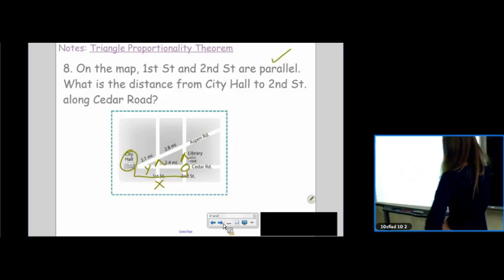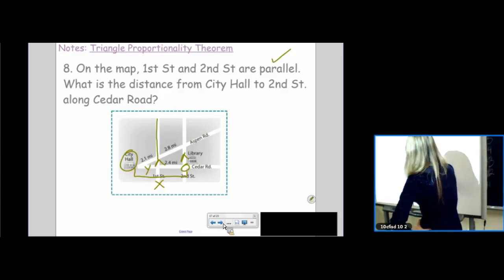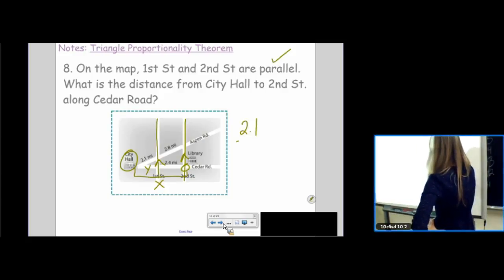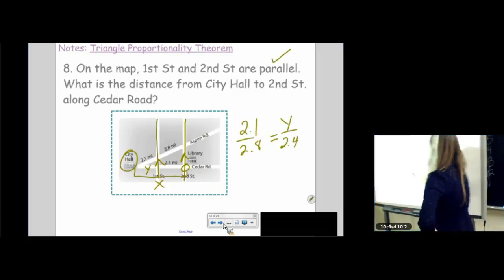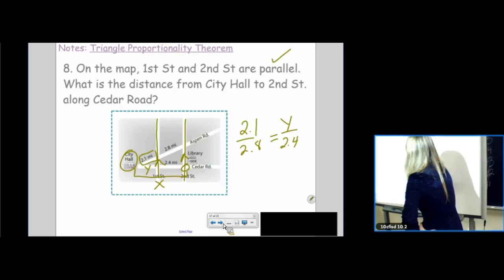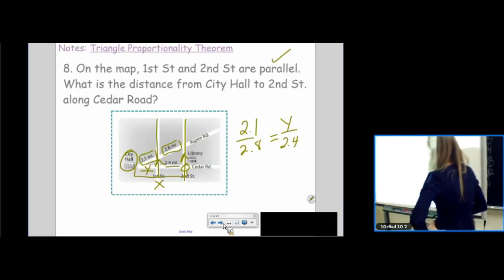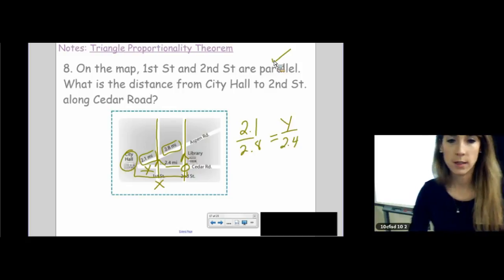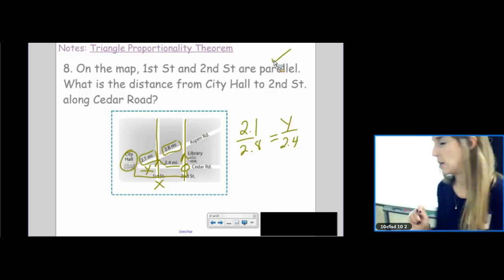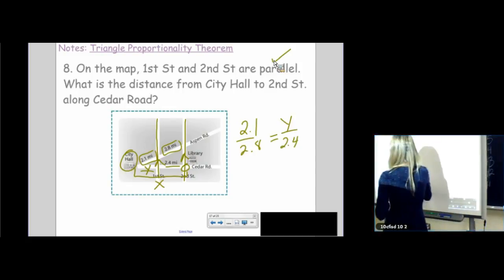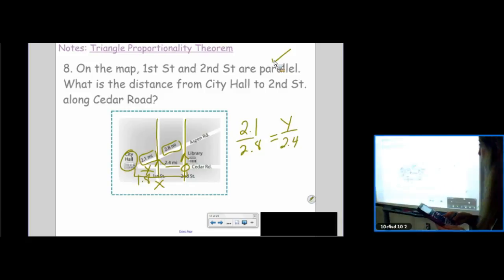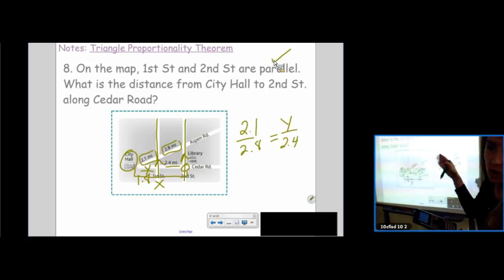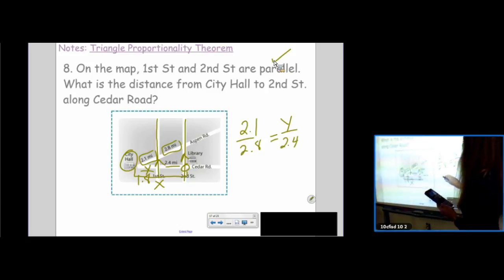Okay, so I can now set up my proportion because these are parallel. So 2.1 is to 2.8 as y is to 2.4. So I said square is to square as underline is to underline. Cross multiply those. Okay, so good. y is 1.8. And now we add it back to 2.4 so that we can find the distance from City Hall to 2nd Street along Cedar Road. 4.2.